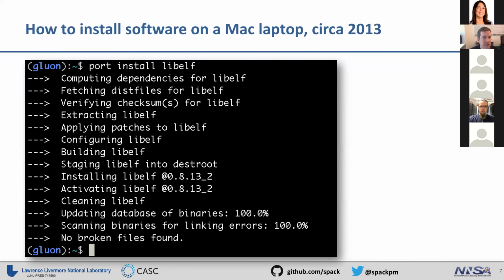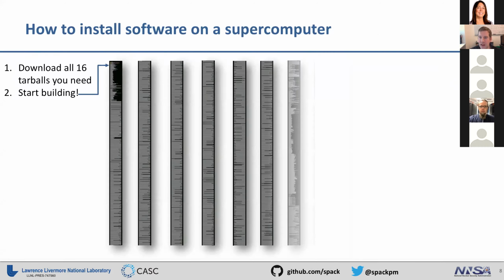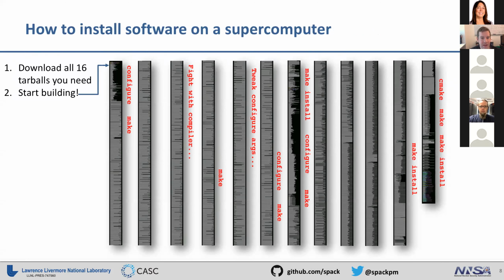If you tried to install one of these things I showed for your HPC system, it might look more like this, where you download all the 16 tarballs that you need, you start building, and then you run make, and you fight with the compiler, you run make again, you tweak the configuration arguments, you configure, you make install, you fight with CMake, and then finally you get something, you run it, and it seg faults, and then you start that whole process over. So this is basically what I was irritated about.